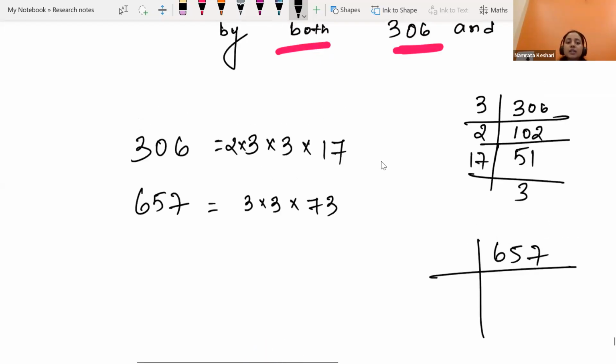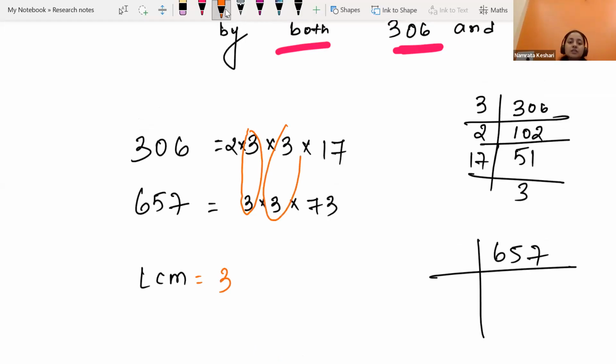Now we'll be finding the LCM. LCM means first we write the common factors. I was explaining this in today's class in the other batch also. First we write the common factor, this 3. Another common factor, this 3. Now forget about these, we have used these pairs. Now the remaining are 2, 17 and 73. This is the LCM.